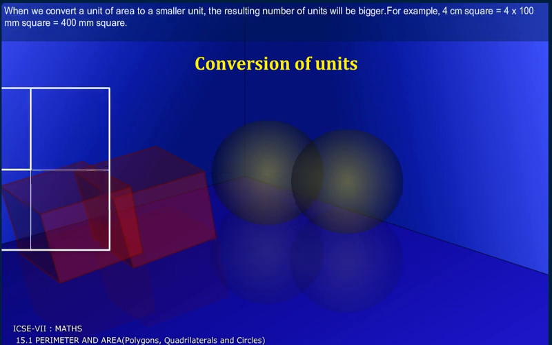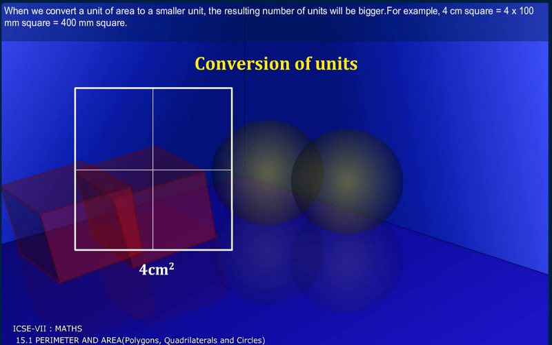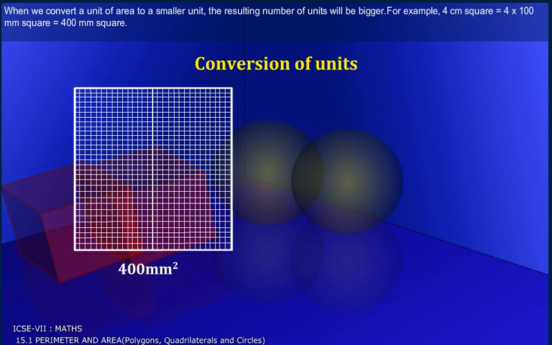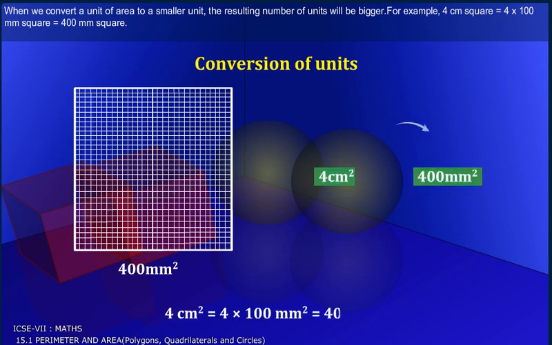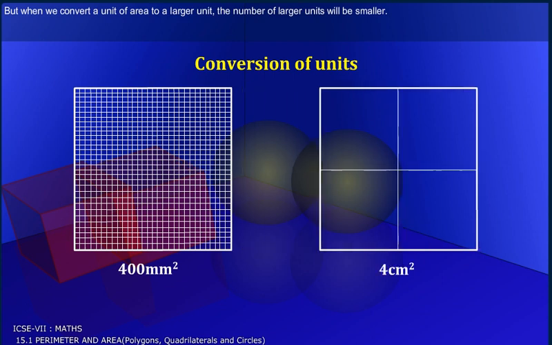When we convert a unit of area to a smaller unit, the resulting number of units will be bigger. For example, 4 centimeters square is equal to 4 into 100 millimeters square, which is equal to 400 millimeters square. But when we convert a unit of area to a larger unit, the number of larger units will be smaller.